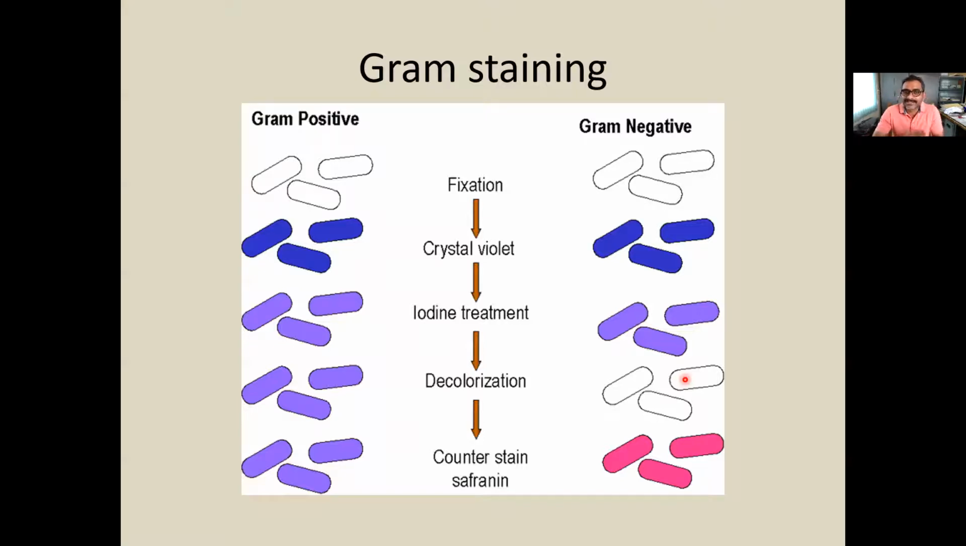Apply the decolorizing agent until the color comes out. Afterward, immediately wash with water and counter stain with the second stain, a contrasting color, safranin. Leave it for 2 minutes, wash it with water, air dry and observe under the microscope. The decolorizing agent we use is 95% ethanol.